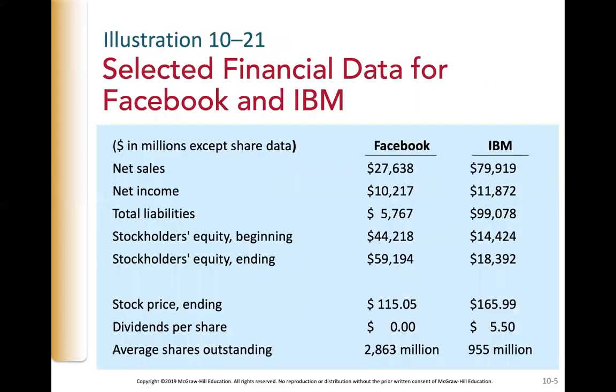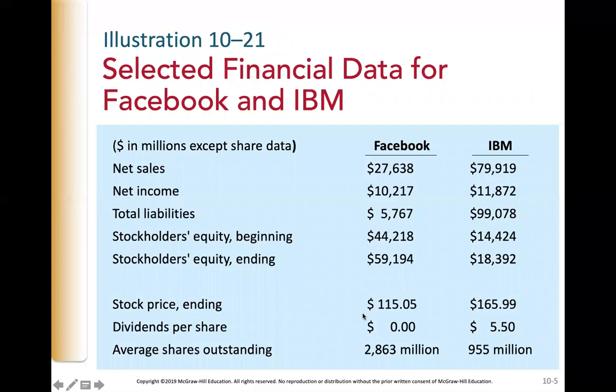So here's some information for Facebook and IBM. Everything is in millions except for the share information at the bottom. You see the net sales, net income, total liabilities, stockholders' equity beginning, and stockholders' equity ending for the two companies. You also see the stock price listed per company and the amount of dividends that have been paid, as well as average shares outstanding. So just looking at this information, we see that IBM has much larger net sales. However, Facebook and IBM are very comparable in their net incomes.